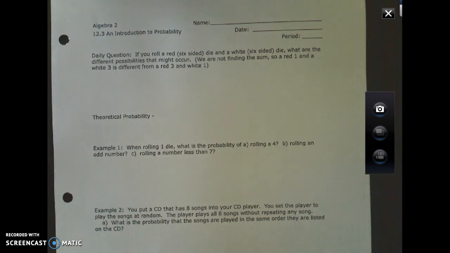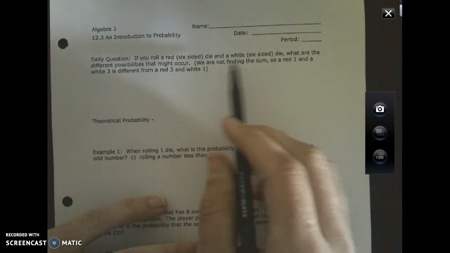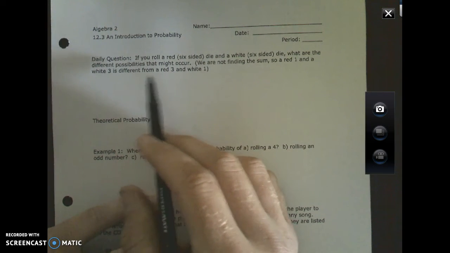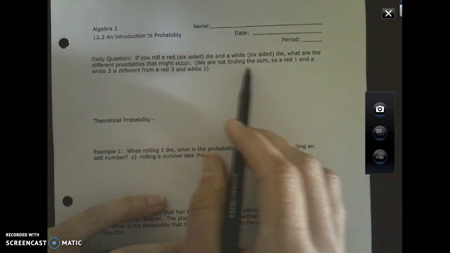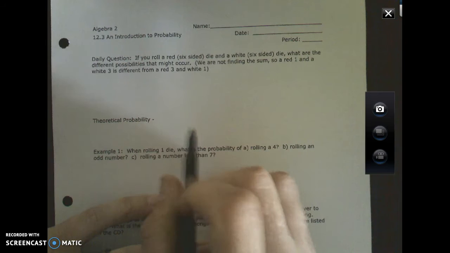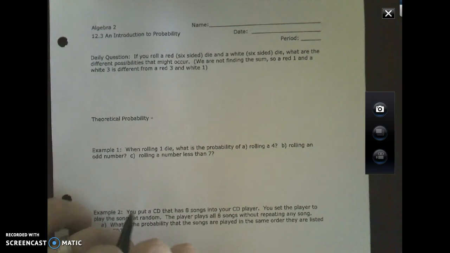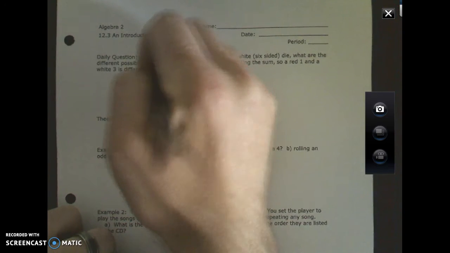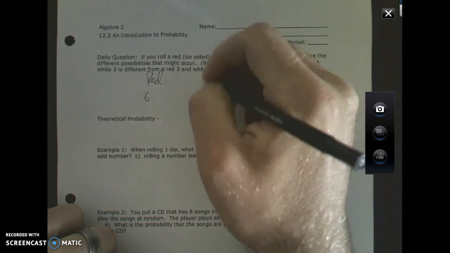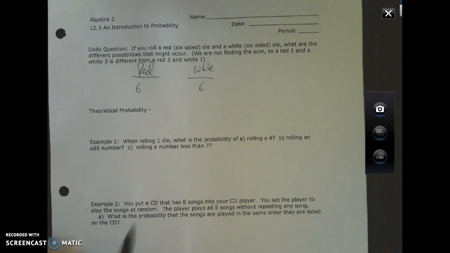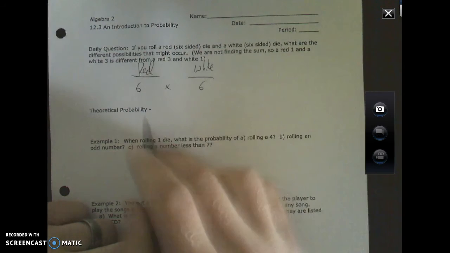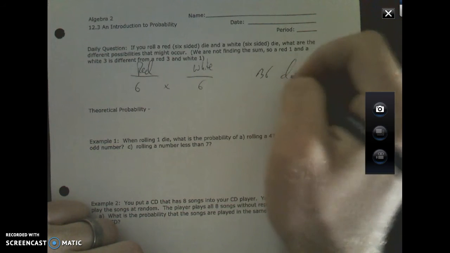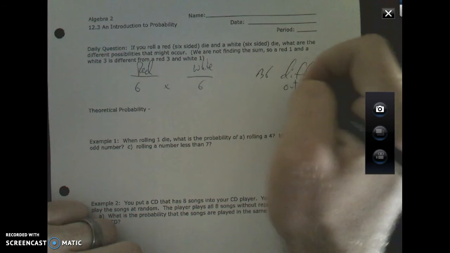Okay? So, daily question. If you roll a red six-sided die and a white six-sided die, what are the different possibilities that might occur? We are not finding the sum, so a red 1 and a white 3 is different than a red 3 and a white 1. Okay, so you have 6 different possibilities for the first one. So for your red, 6 possibilities. And for the white, you have 6 possibilities. So if you're trying to find your different outcomes, you can take these two things, multiply them together, and you get 36 different outcomes.